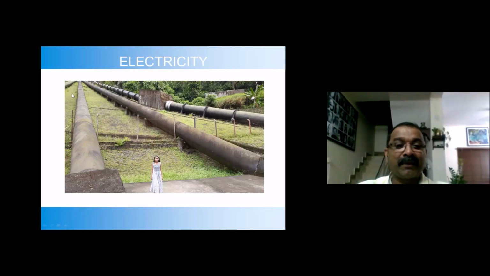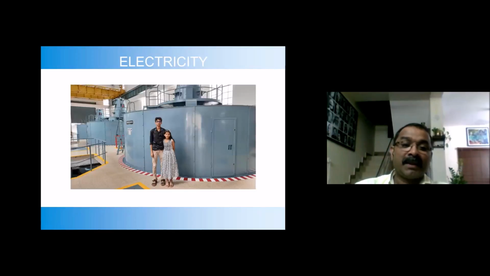Here we have 4 penstocks, and actually Neriyamangalam powerhouse has 4 machines. These are the machines of Neriyamangalam powerhouse. Basically this is the stator portion. Again, some people are there, so you can have an idea of the size of this machine.